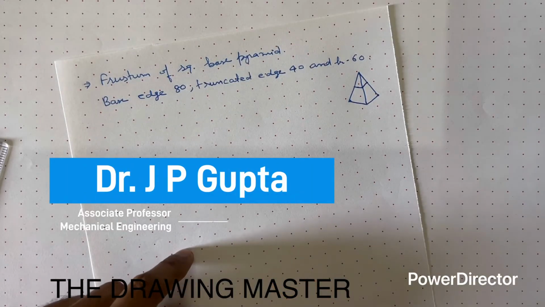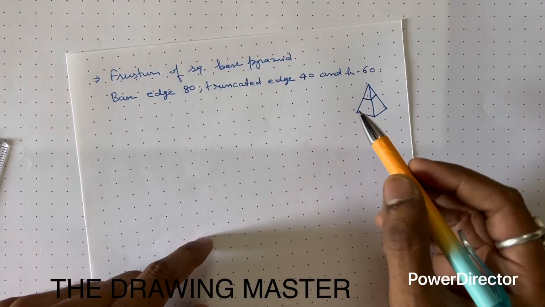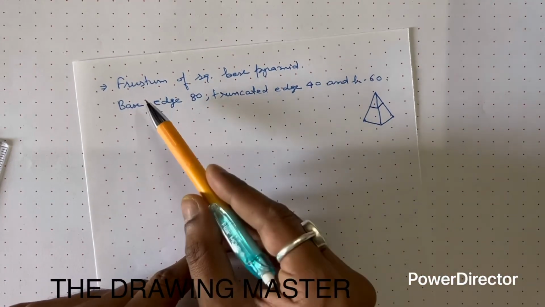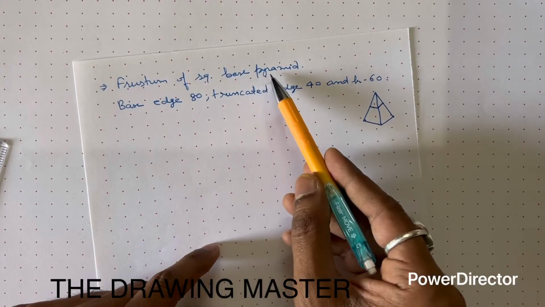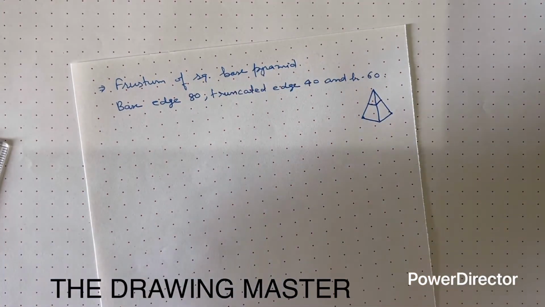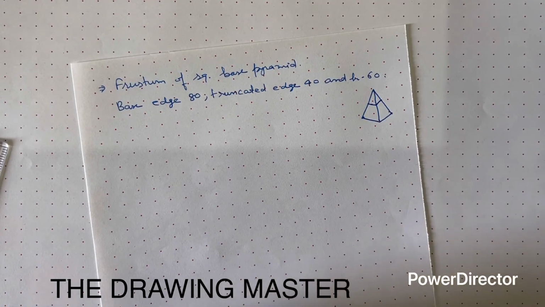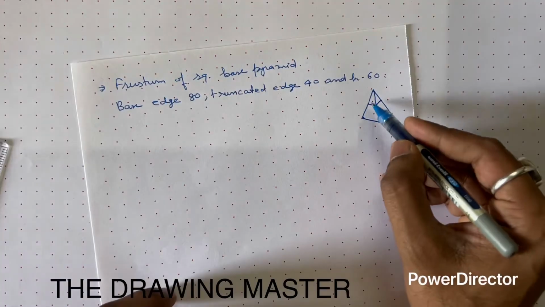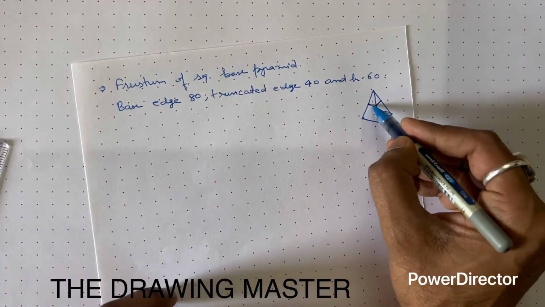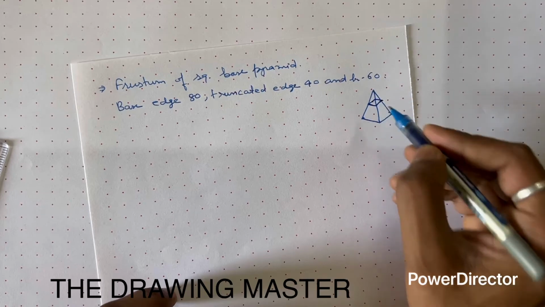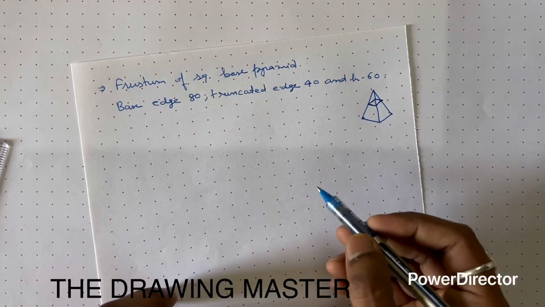In previous two videos we have seen the isometric view of square base pyramid and prism. Here we'll discuss the frustum of square base pyramid. So now what is frustum of square base pyramid? You can see this is a square base pyramid. If we remove the apex of the pyramid, the remaining portion will be the frustum of square base pyramid.